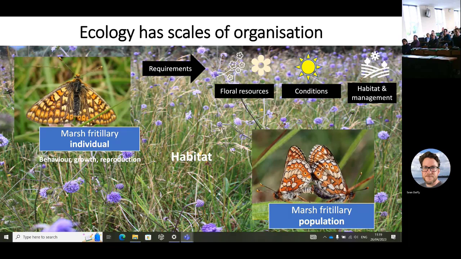And then when the larvae hatch out, they eat that plant. And you need it in large densities. You also need the management. So if you're mowing that land, that's not going to have the marsh fritillary on it generally. You need it grazed, and generally grazed by cattle, sometimes ponies or horses as well.